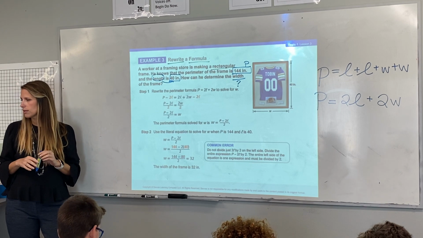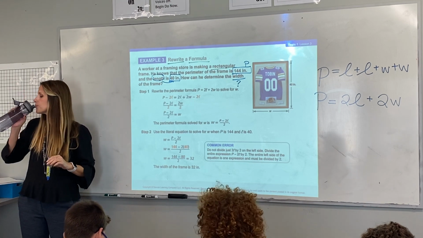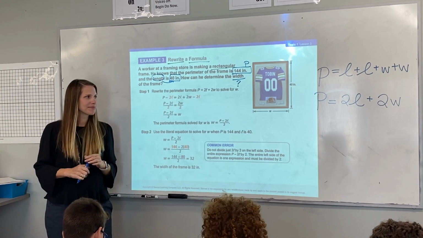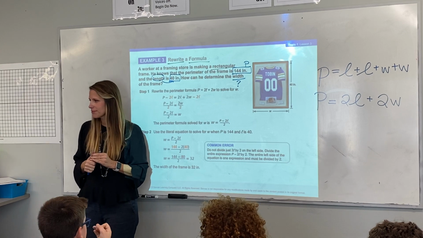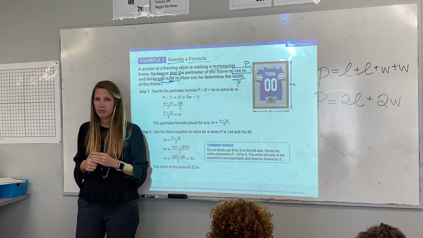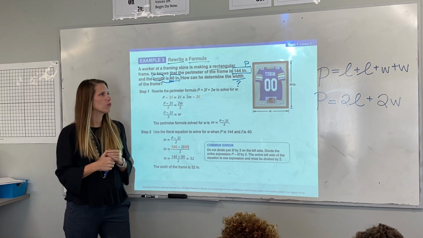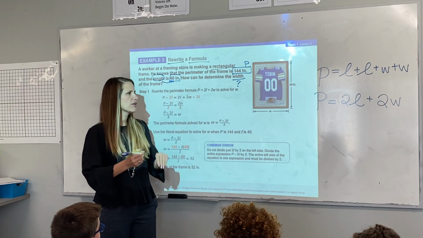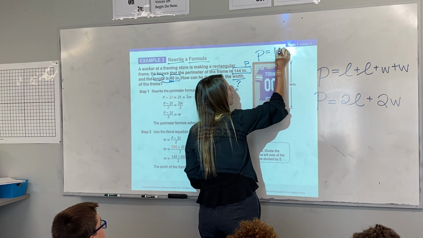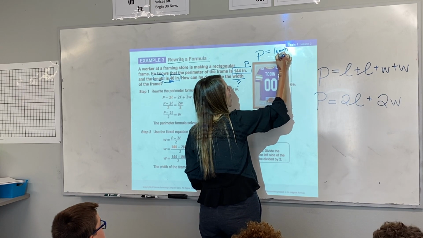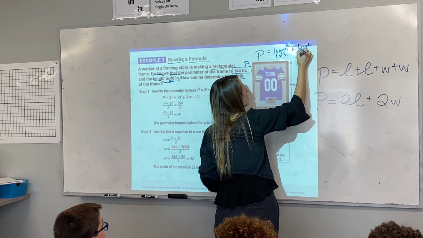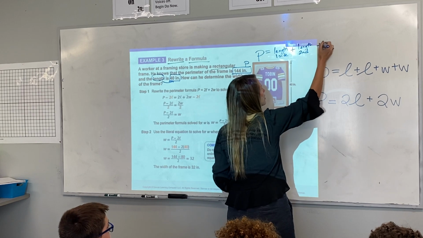Okay, so, 2 things. Why did you write it like that? And why is the 2 with the L, but then it's also with the W? Because it's 2 L's. Yes, because we have to add up all the sides, right? Let me write it like this. Perimeter equals the length of one side plus the length of the second side plus the width.